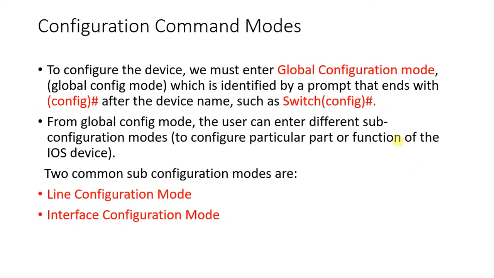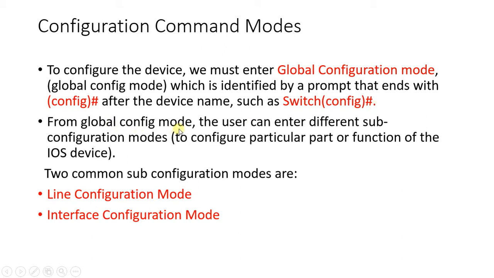To configure the device, we must enter global configuration mode. Whenever you want to make any changes to your device, you need to first move to global configuration mode. All the changes can be done using global configuration mode, which is identified by a prompt that ends with config hash. So if you are configuring a switch, you will see switch config hash. This is global configuration mode where changes can be made to your device.